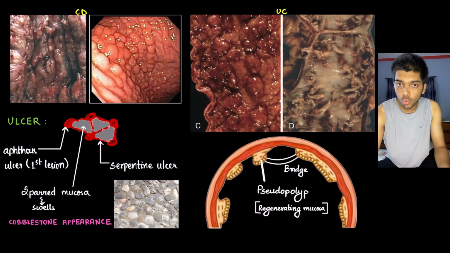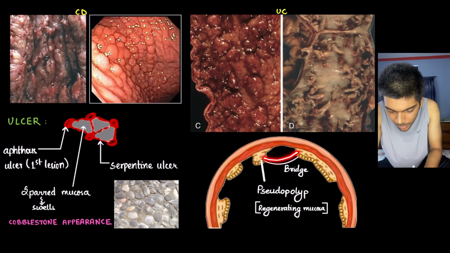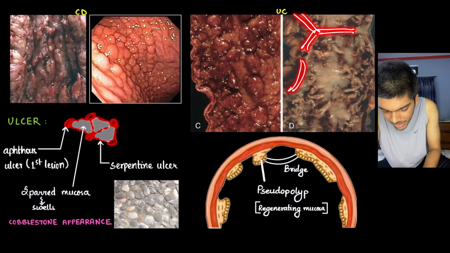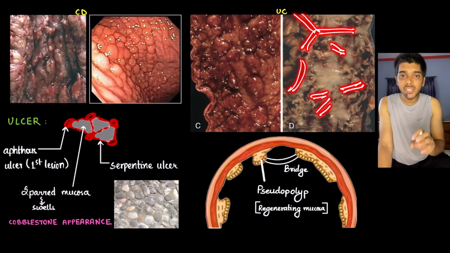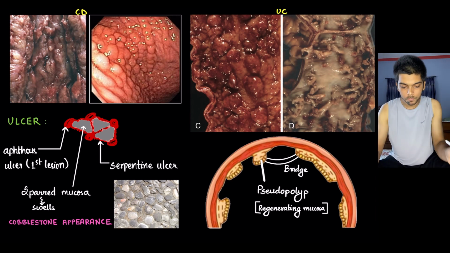Some of these pseudopolyps grow and fuse with one another, forming bridges. So you can see right here, a bridge here, a bridge here, a bridge here, and so on. These bridges are connecting the pseudopolyps together.